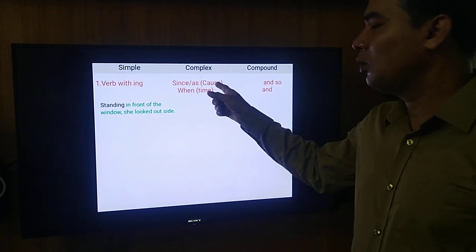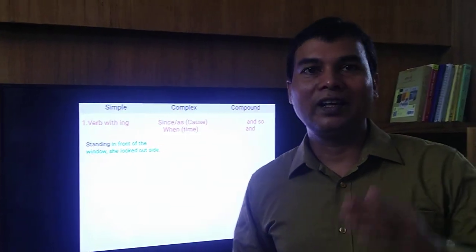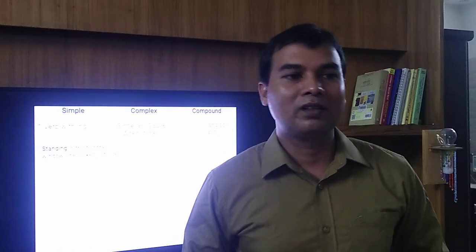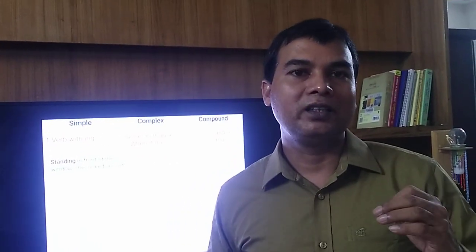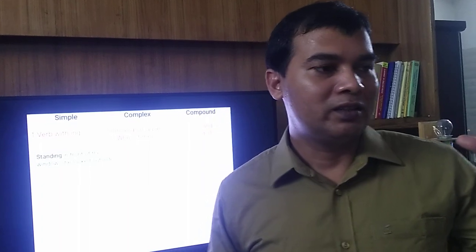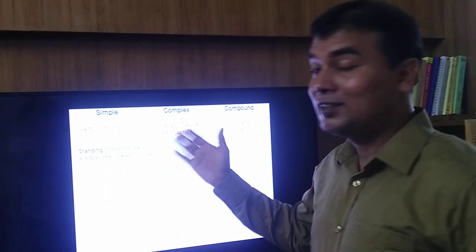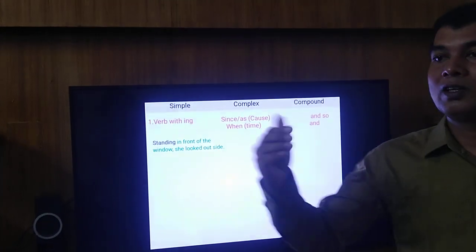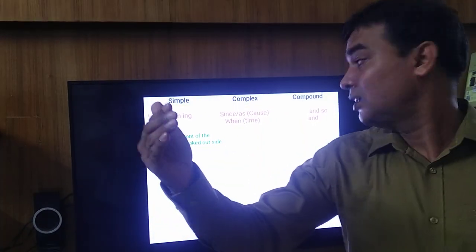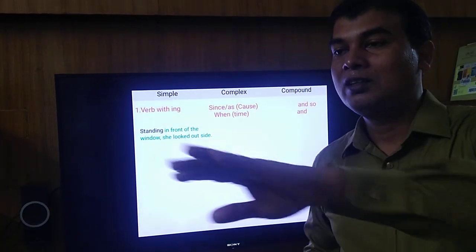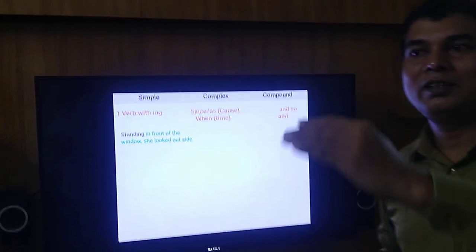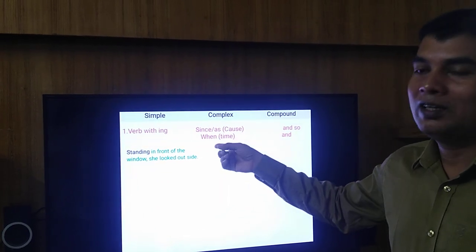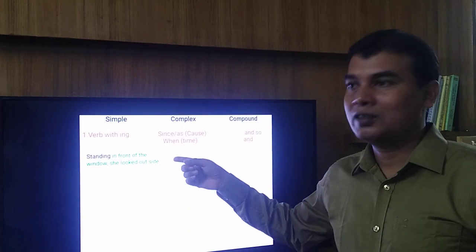Standing in front of the window, she looked outside. Now remember, cause refers to when an action takes place because of another action. For example, if I run fast, I will be sweating. This is a cause, but here, standing in front of the window she looked outside, there is no reason for her to look outside if she stands in front of the window. She can look inside also. So this never indicates any cause, rather it indicates time. So we can here use when as subordinate conjunction.